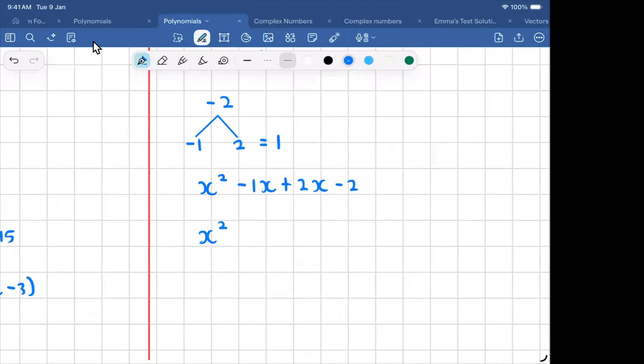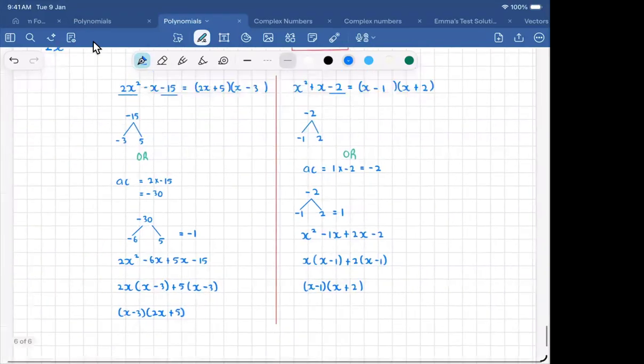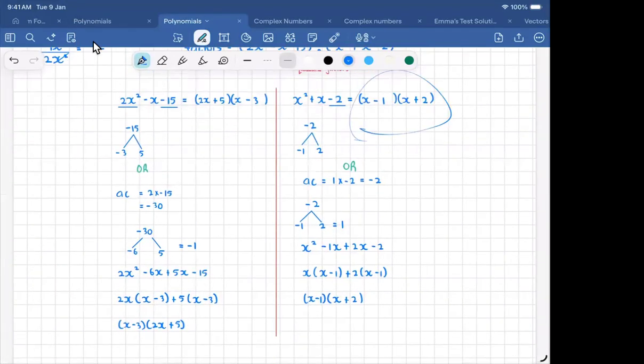So x squared minus 1x, you could pull out x from that, so that'll be x minus 1. And from the other one, we could pull out 2. If I pull out 2, that'll be x minus 1. So x minus 1 is in common with both of those terms. So I could write x plus 2. Right? And we get back the answer, same answer as this. So, Serena, you're good? Yes, sir.